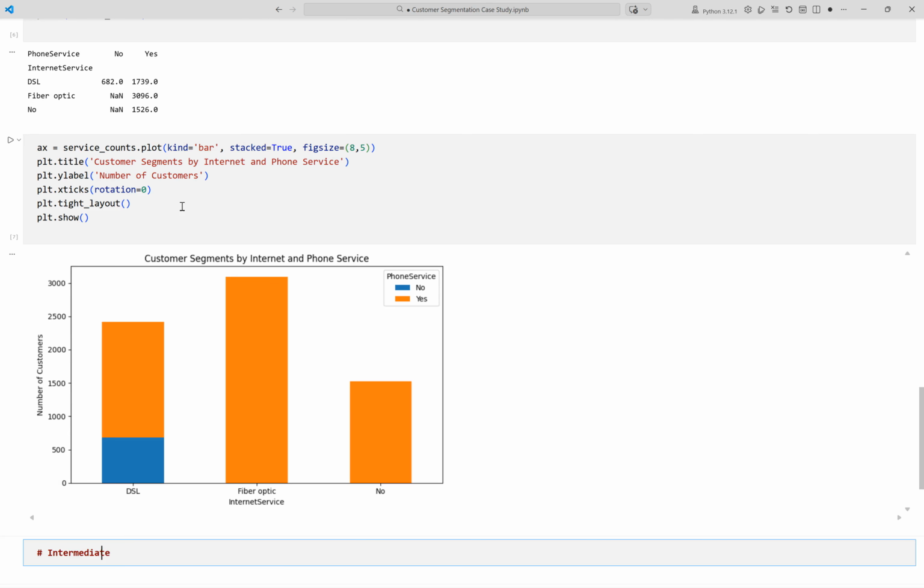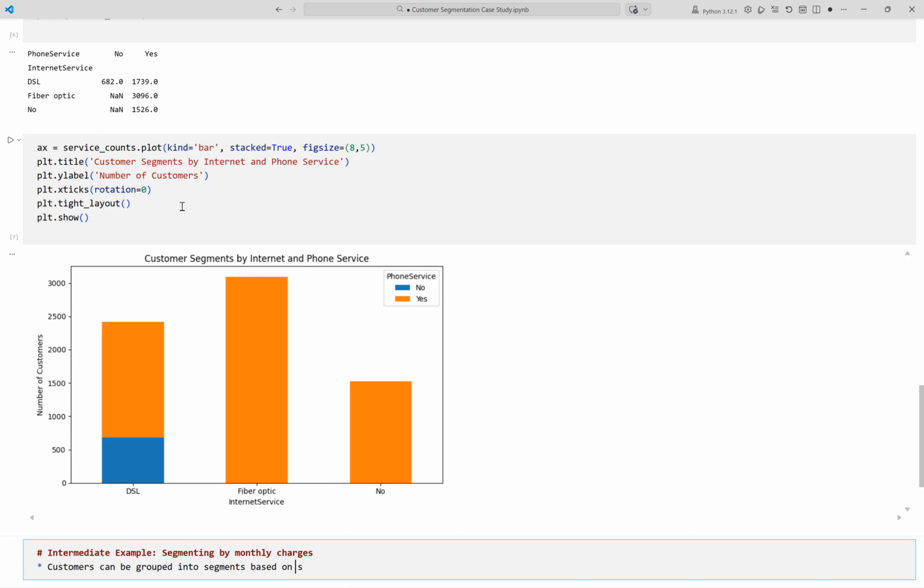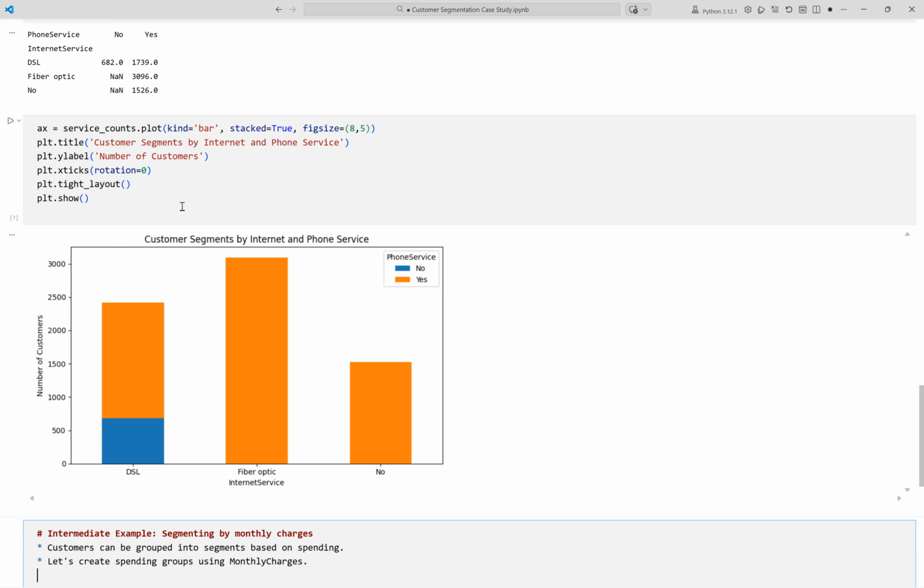Intermediate example: segmenting by monthly charges. Customers can be grouped into segments based on spending. Let us create spending groups using monthly charges.